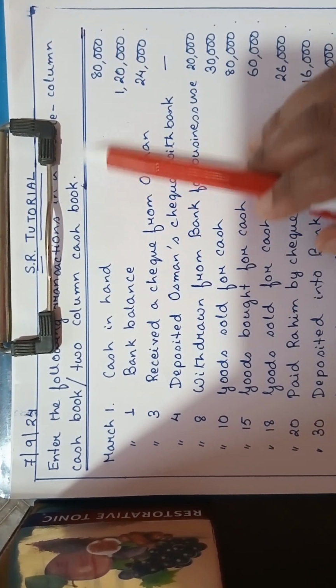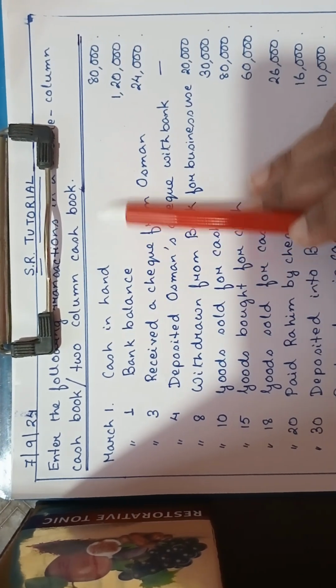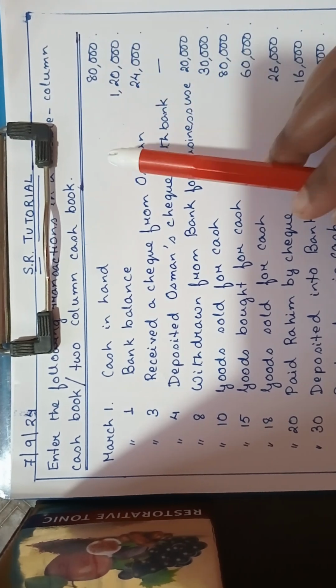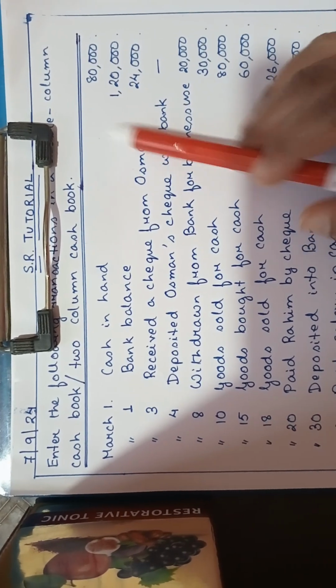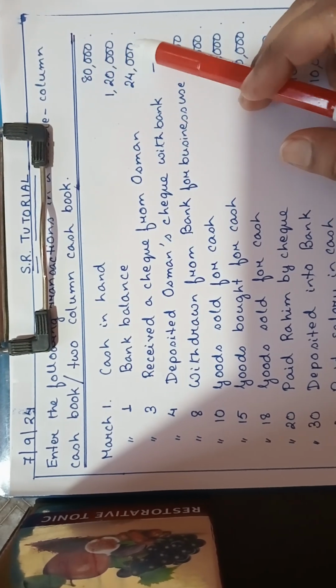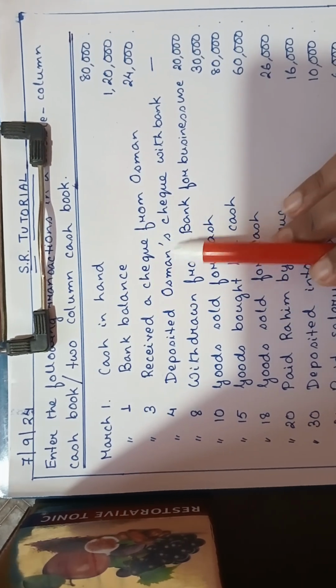So today I am going to discuss an illustration on double column cash book or two column cash book. As we all know, a double column cash book has two columns: one is the cash column, and the other is the bank column. Here the opening balance of cash in hand and bank balance is given.